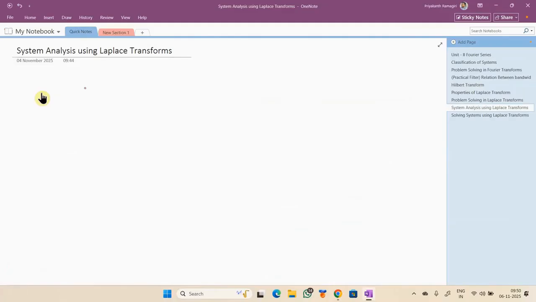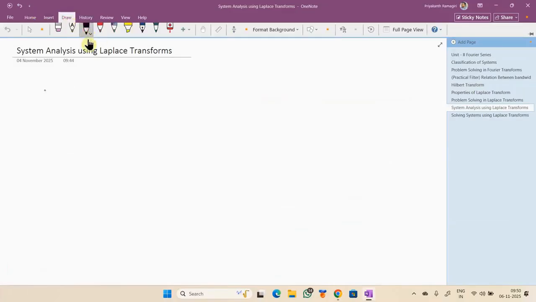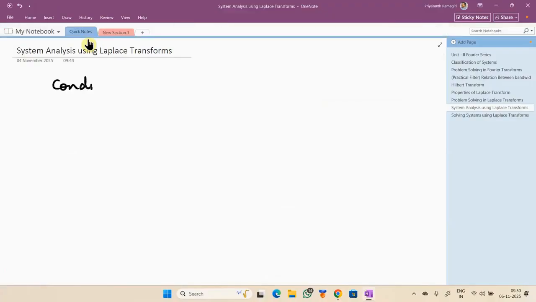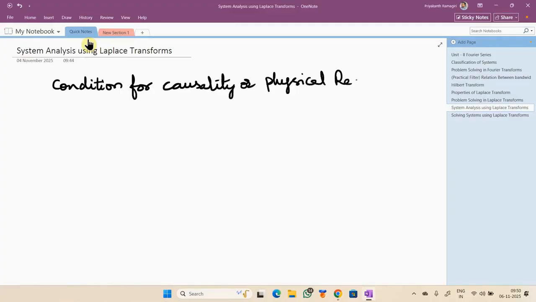System analysis using Laplace transforms. I told you earlier that, what is the condition for causality? What is the condition for causality in terms of impulse response? Causality or physical realizability? h of t is equal to 0 where t greater than 0.